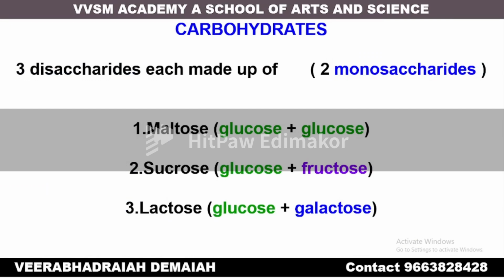There are 3 types of disaccharides, each made up of 2 monosaccharides. Number 1 is maltose, made up of glucose and glucose, 2 molecules of glucose. Try to remember, maltose, 2 molecules of glucose. Then sucrose, glucose and fructose. Then lactose is made up of glucose and galactose. In all the 3 disaccharides, glucose is a common sugar.